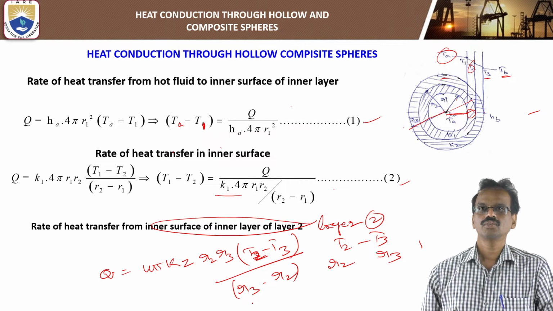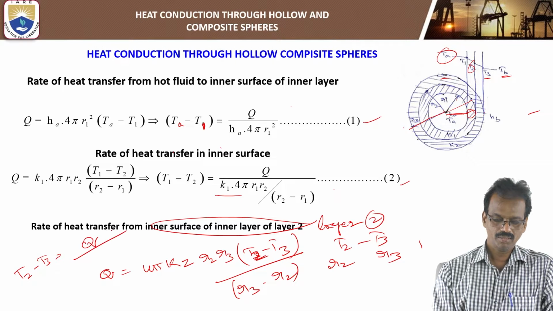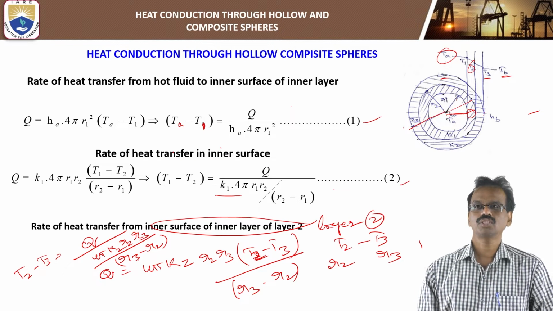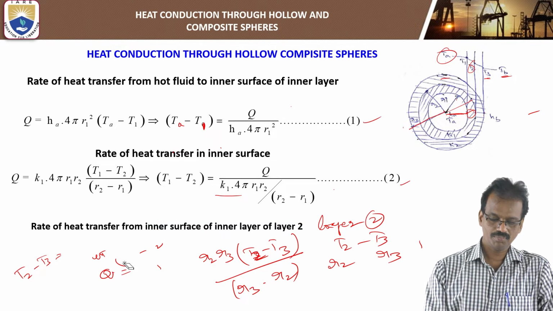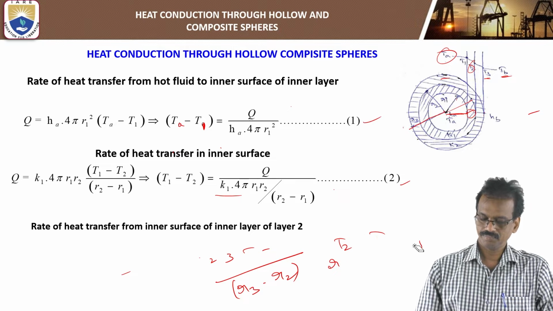Then you can rewrite it like this: T2 minus T3 is equal to Q by 4 pi K2, R2 R3 by R3 minus R2. So this is equation 2. You can observe it in the PPT.